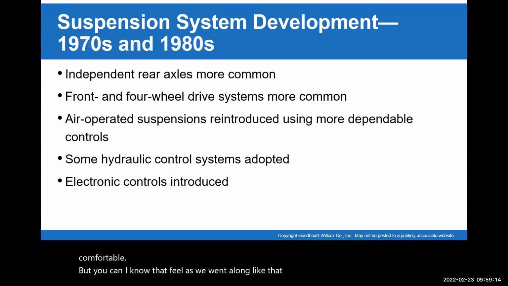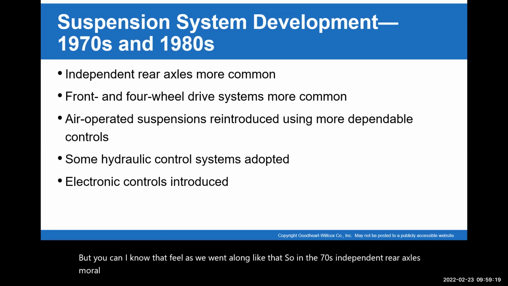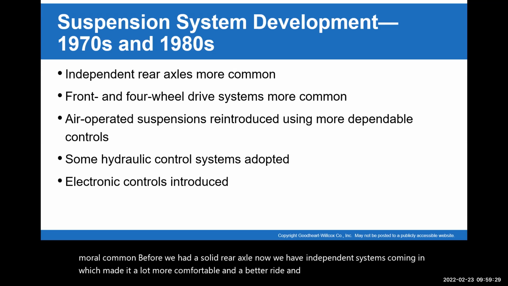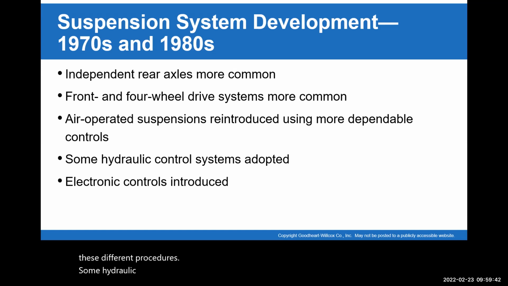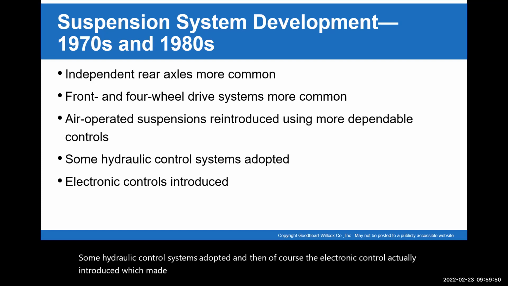So in the 70s, independent rear axles became more common. Before we had a solid rear axle, now we have independent systems coming in, which made it a lot more comfortable, with a better ride and better handling. Air operated suspension systems were reintroduced using more dependable controls, and we didn't have to go through these different procedures. Some hydraulic control systems were adopted, and then of course electronic controls were introduced.